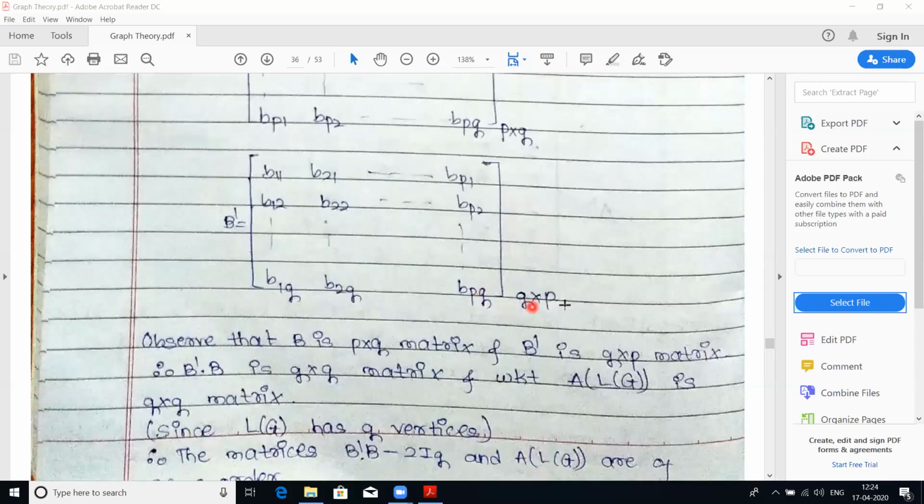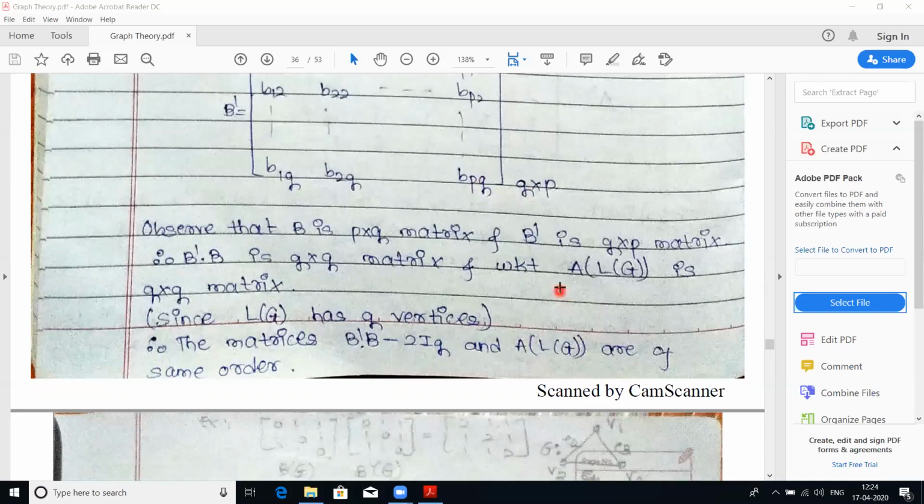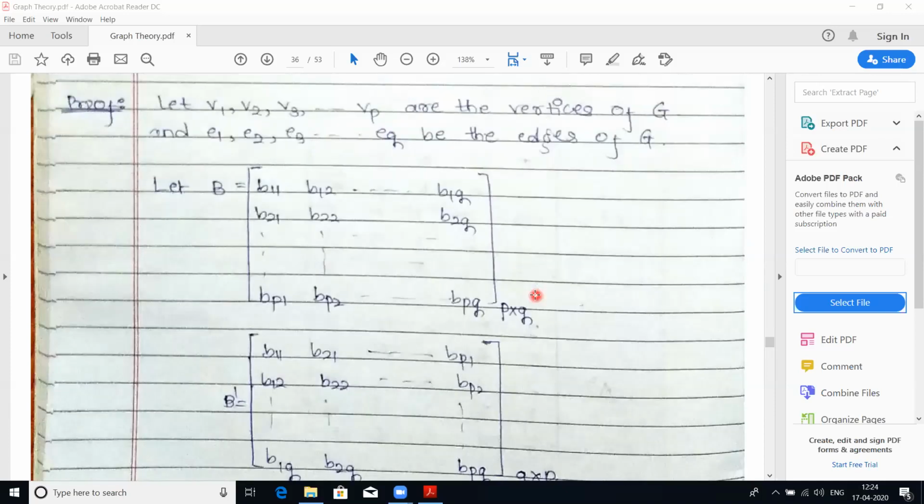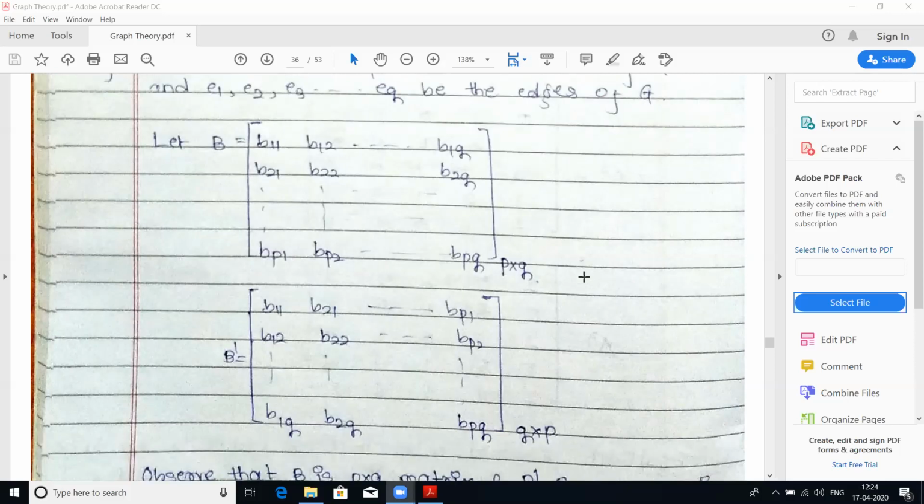Have you studied the line graph? Do you know what is the line graph? Yes, anybody unmute and tell. Do you know what is the line graph or not? No, sir. You have not studied the line graph?